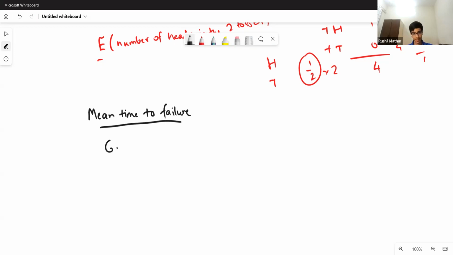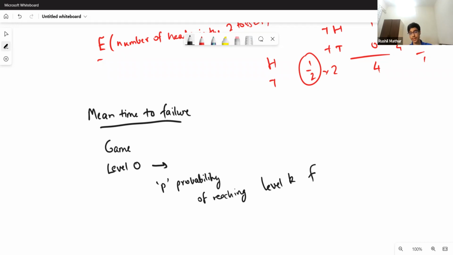Okay, let's say you're playing a game and you start at level 0, and the probability that you proceed to the next level is p. So p probability of reaching level k from k minus 1, and with the remaining 1 minus p, by the way, probabilities have to add up to 1. I hope that's not the problem. And with 1 minus p probability, you just die. So you reset in some sense.